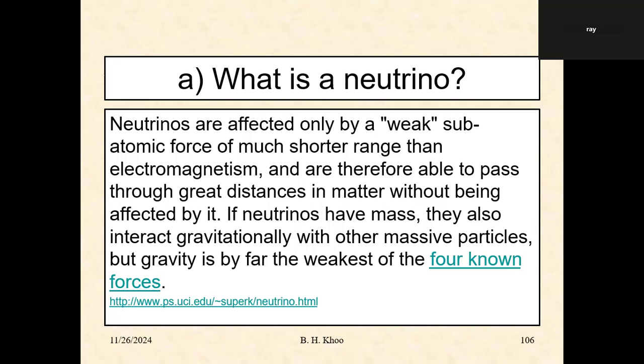What this is saying is that if the neutrino has mass, the mass is very small. It passes through matter literally. It has no charge, so that's why it's not easy to detect a neutrino. And since the mass is very small, the gravitational force is also very small.